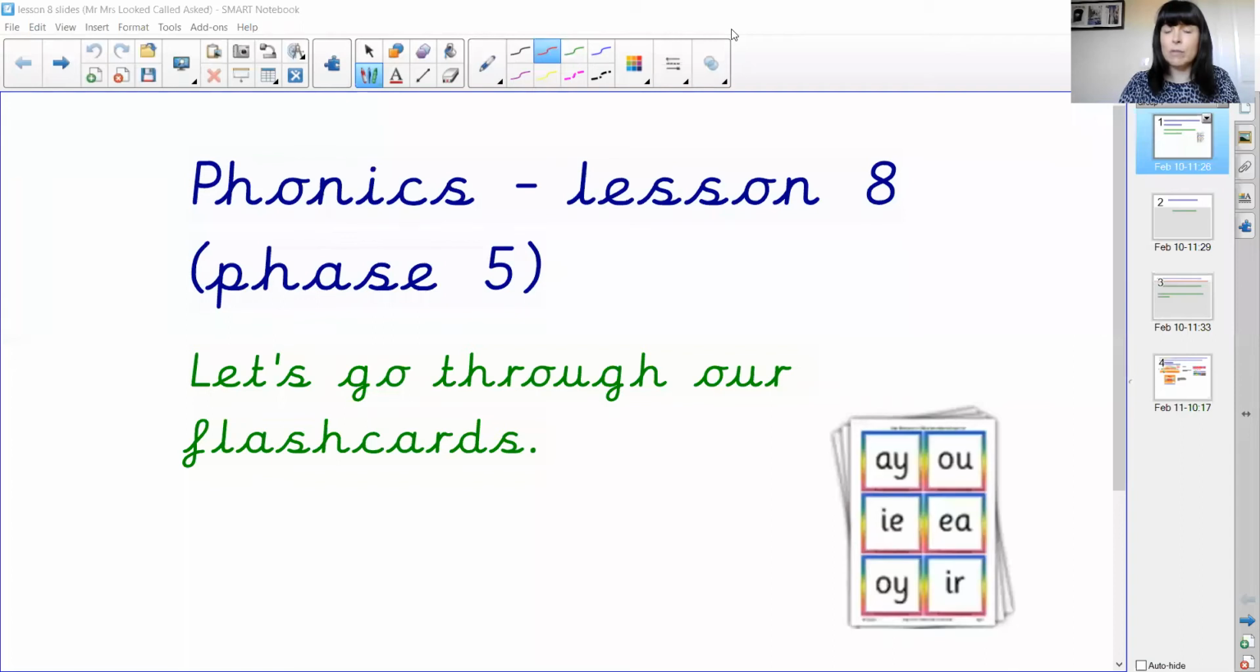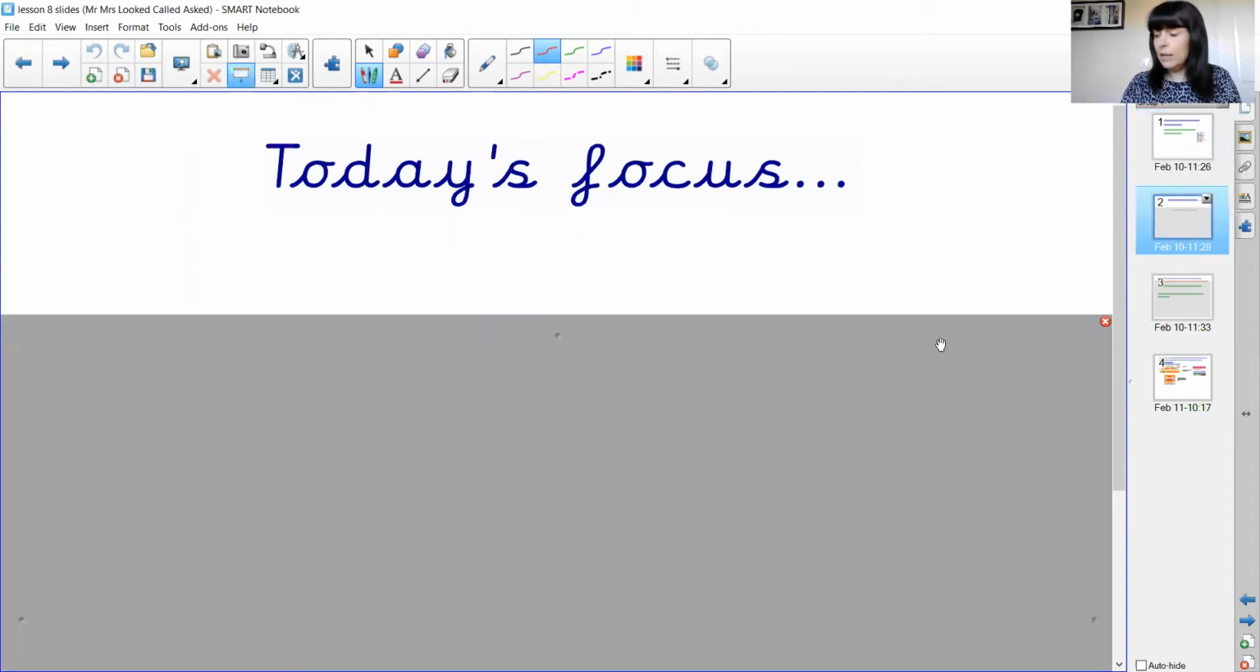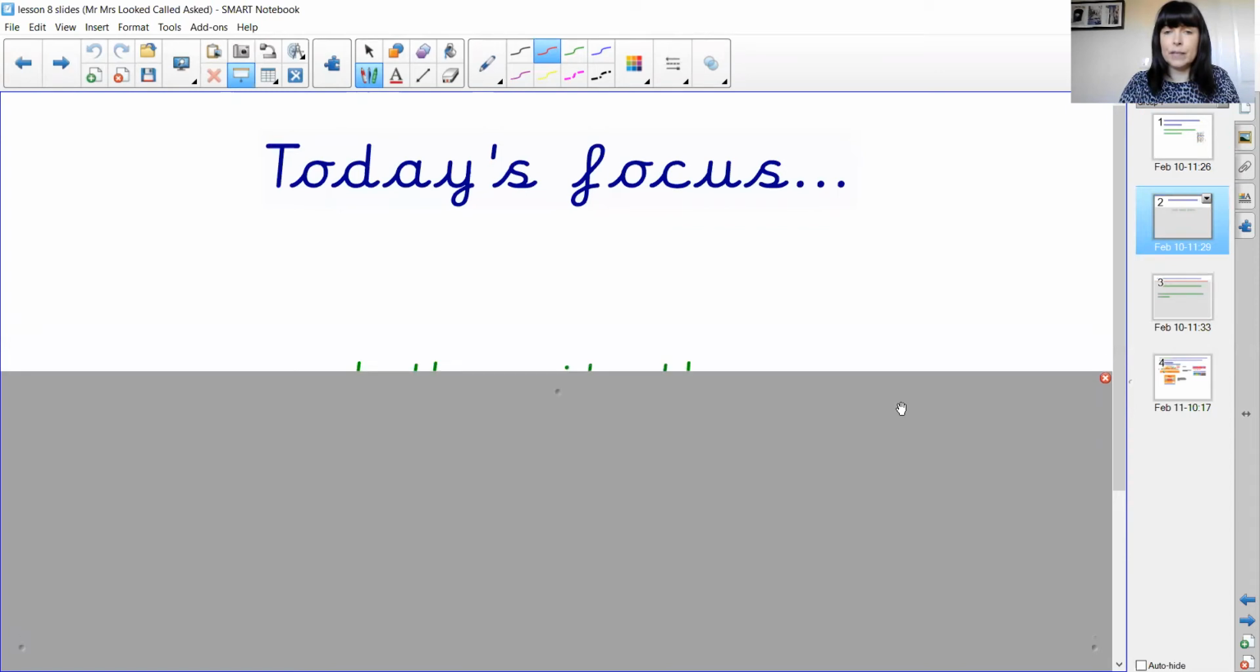Okay, right, we're going to leave our phase 3 and phase 5 sounds there because today we're looking at some tricky words in today's lesson. So they are ones where we need to just practice and try to remember those tricky patterns in the words that can't be explained with our phonics skills. So today we're looking at a few different tricky words. I'm going to show you them in a moment on flashcards. And then we're going to have a go at writing them as well.